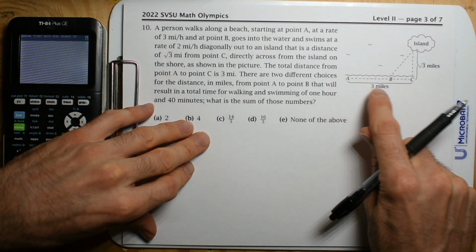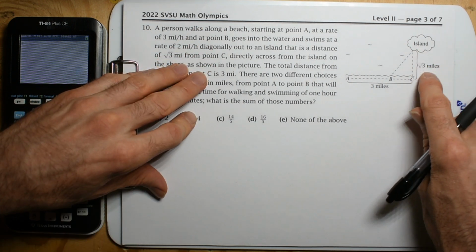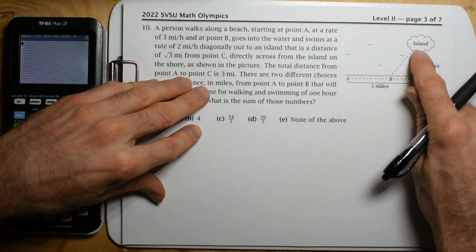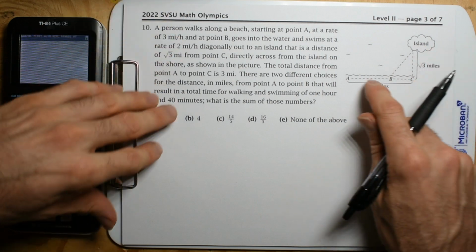If we walk this whole way, it would take an hour. Cool. And we swim at 2 miles an hour. Hey, square root, this is about the square root of 4. That's about 2. So this would take about an hour swimming. So about an hour walking, an hour swimming. So you kind of get a general idea of what's going on.